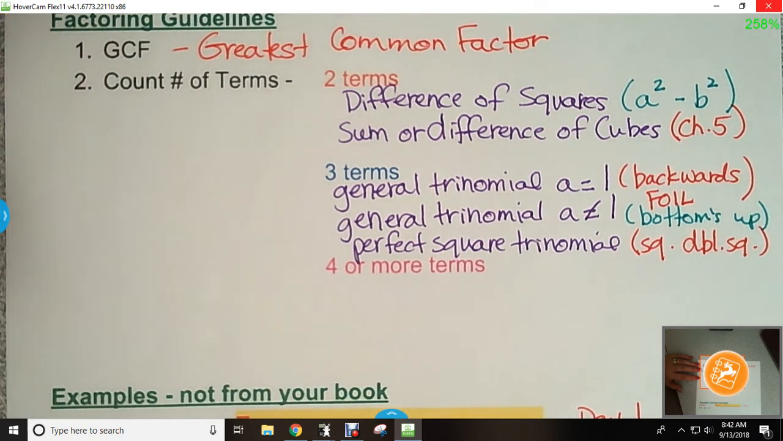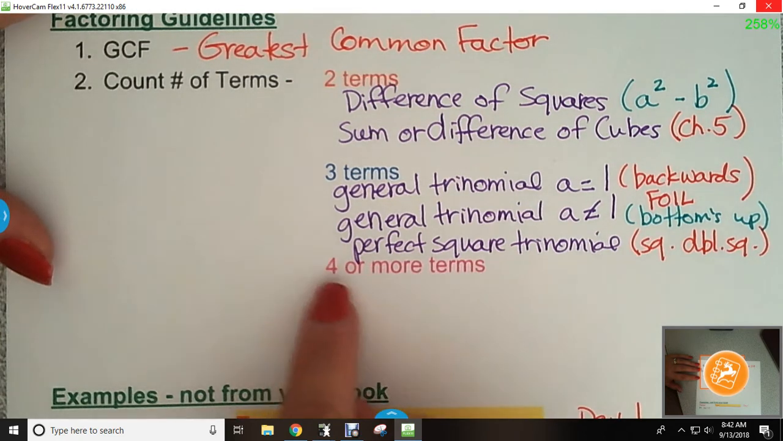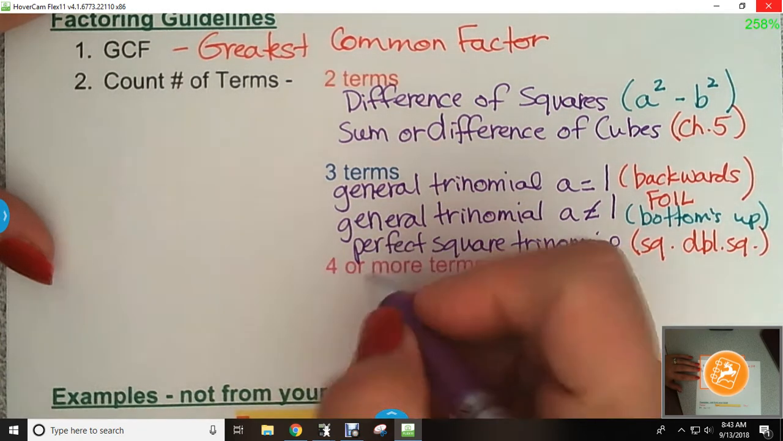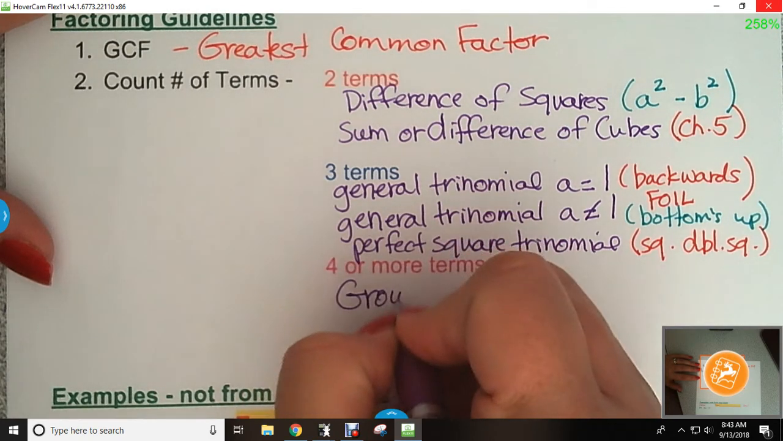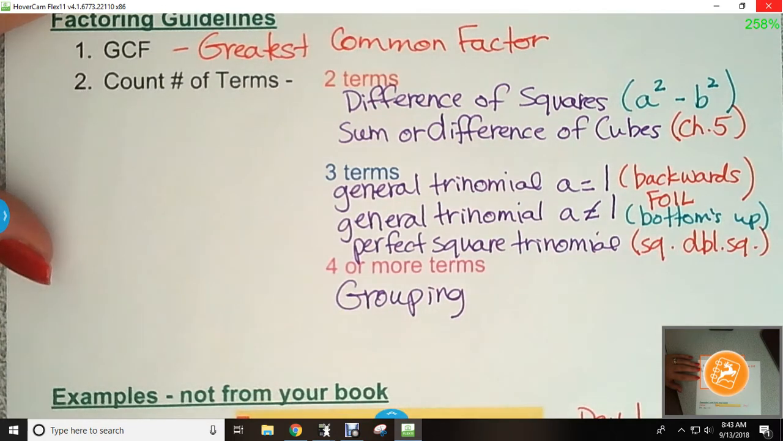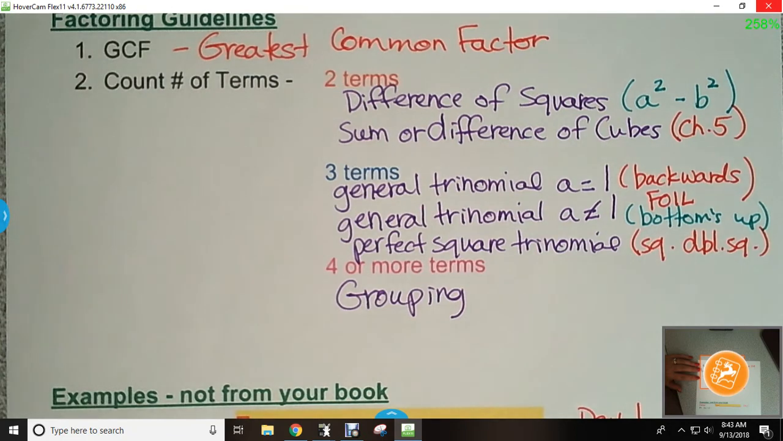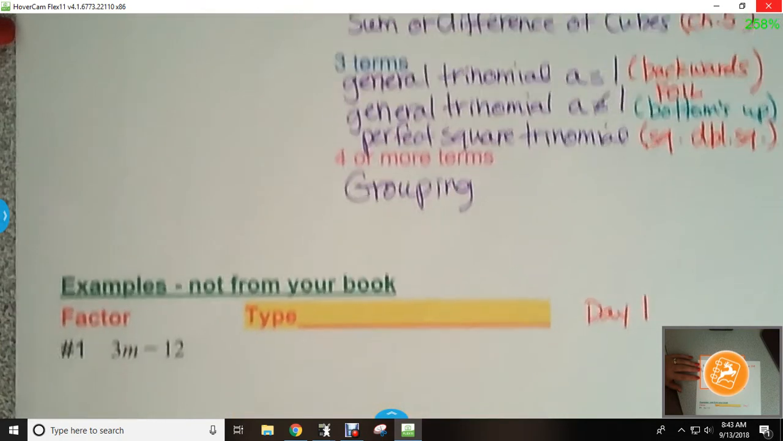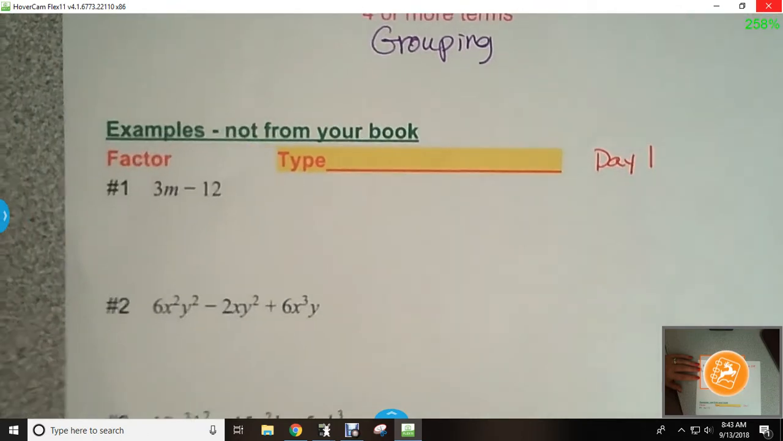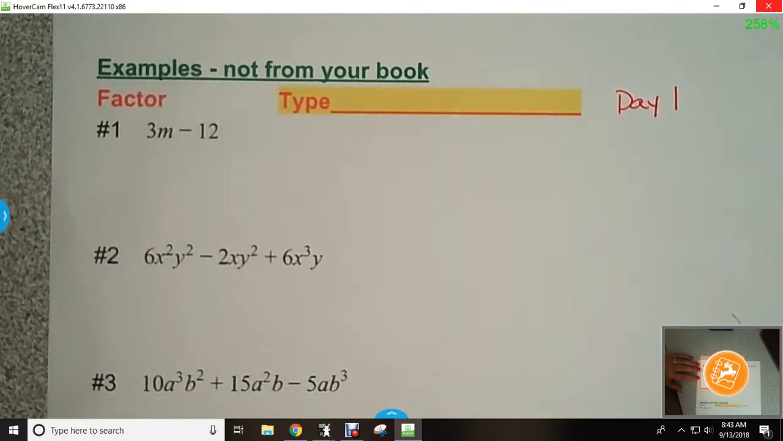And then the last type of factoring we're going to use is when you are given 4 or more terms, and that's when you're going to factor by grouping. So now, all of the examples I've pulled are not from your textbook. Your textbook only gave about 4 examples total, and they didn't even review all of the types of factoring. So I have pulled lots of examples from lots of different places, and we're going to separate it out by type and get lots of practice.